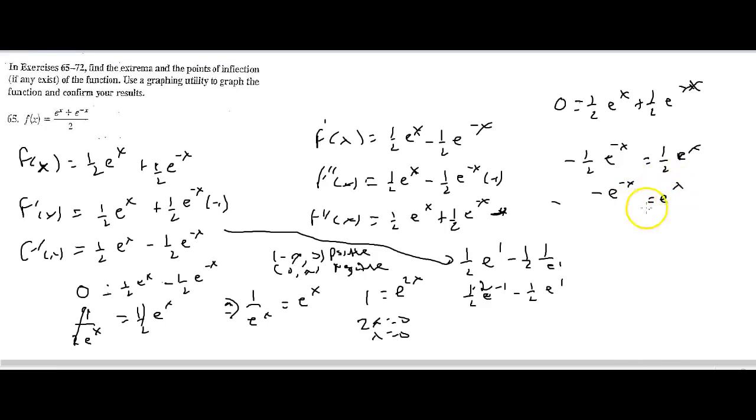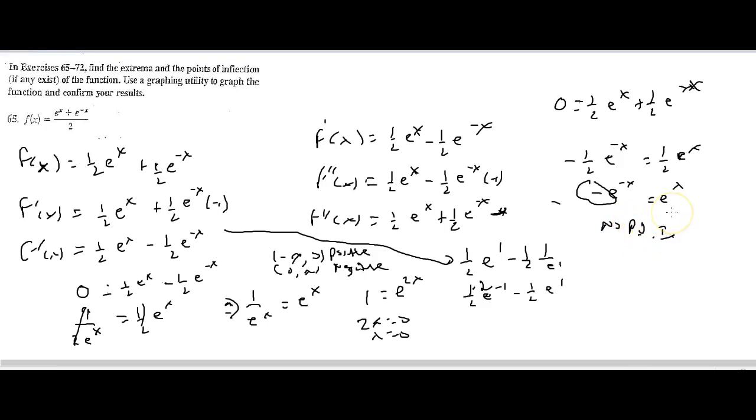Is there any way to raise this power to make a negative number, which is what we're trying to do? I can raise nothing to a power and make it there. Or I could ln both sides. If I ln both sides, I'm ln'ing a negative number. That means I can't do it. So therefore, there are no points of inflection.